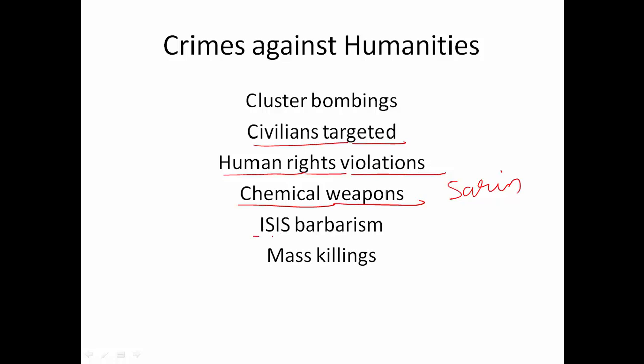Then there has been the barbarism of ISIS that is unprecedented, that has never been seen. They have burned people alive, they have executed 100 people together, and they film all this and put it on the internet. This has been seen as a new wave of warfare. It is unprecedented, never seen before. There have also been mass killings, especially by ISIS. So all these have been crimes against humanity.